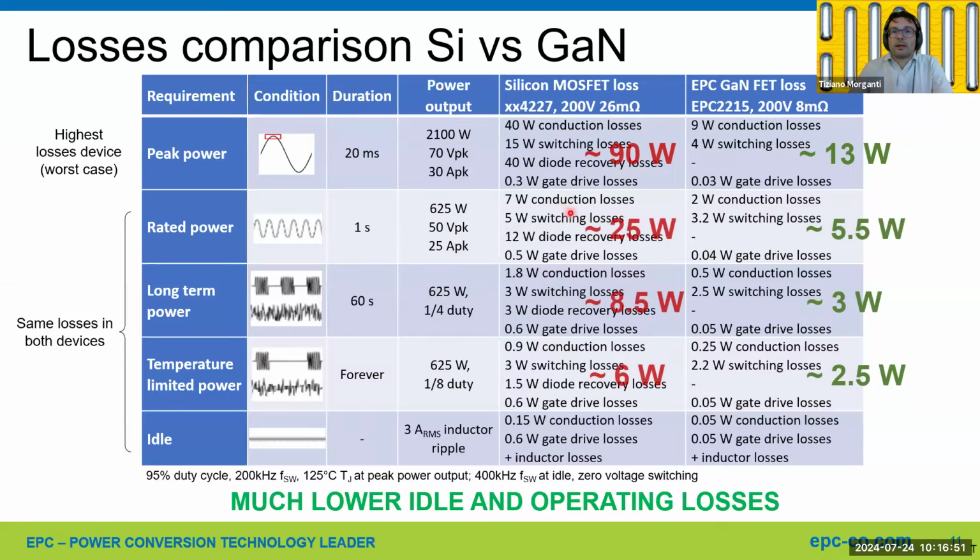Then in the other cases, we have the same lower losses, and in the idle losses of the silicon MOSFETs, the gate drive losses are not negligible, while in our devices we have about 10 times smaller gate drive losses. So you can save some power also in the gate drive circuit.